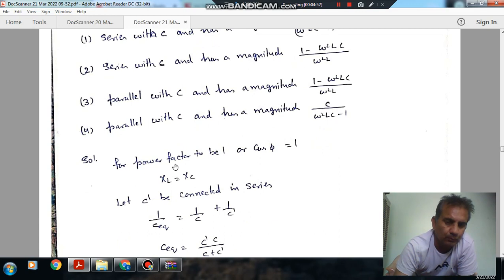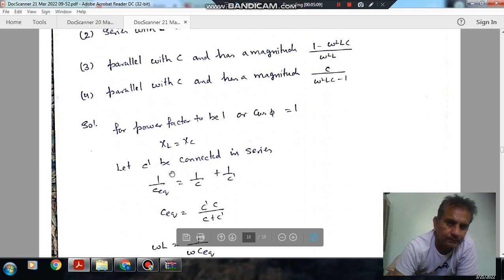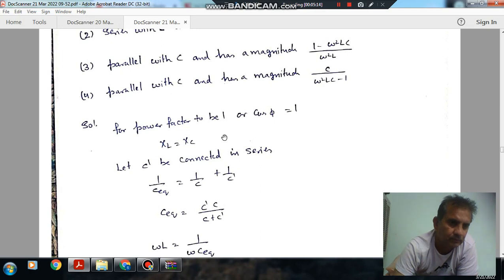For the power factor to be 1, cos phi should be 1, because cos phi is the power factor. And XL is equal to XC, because tan phi is XL minus XC by R.